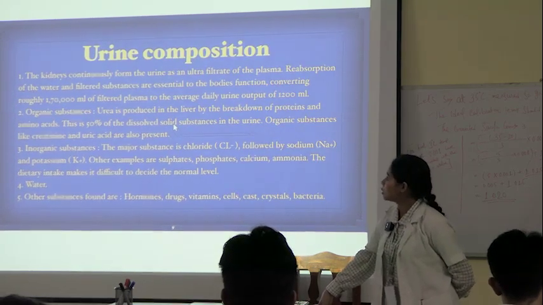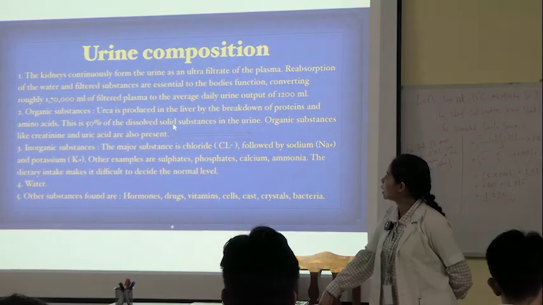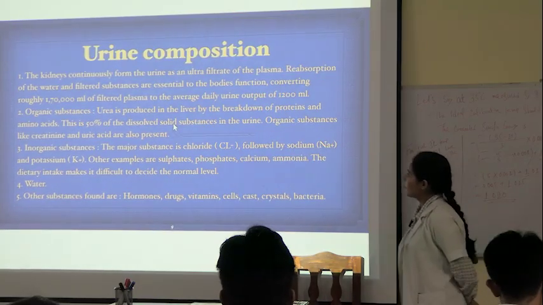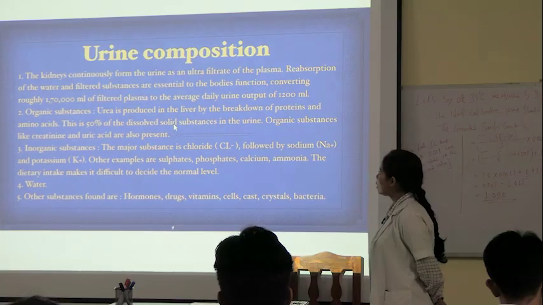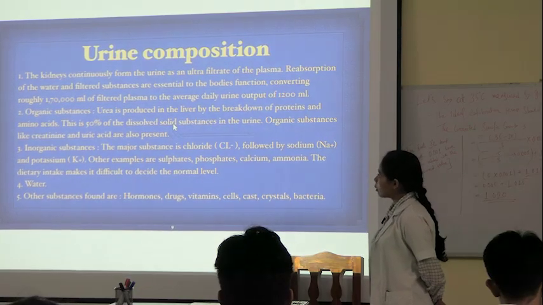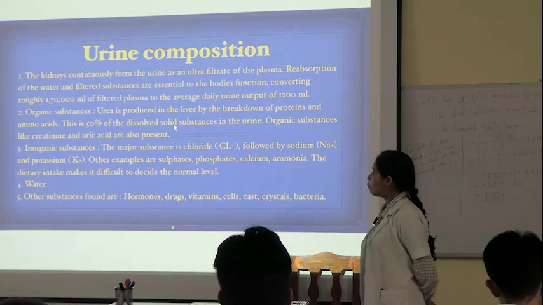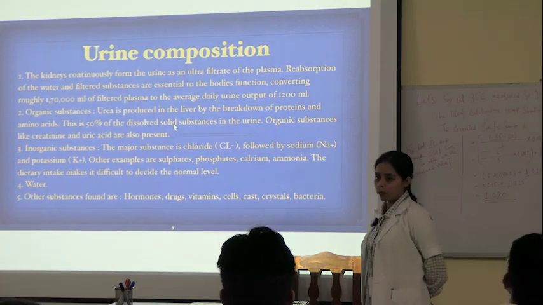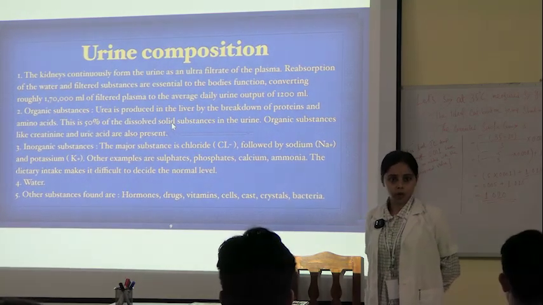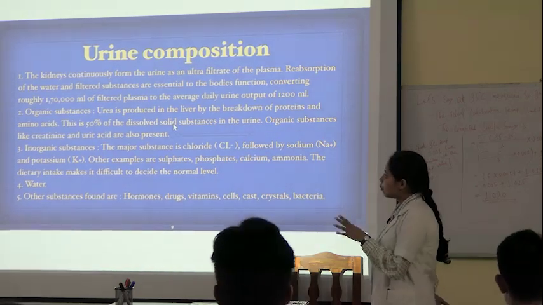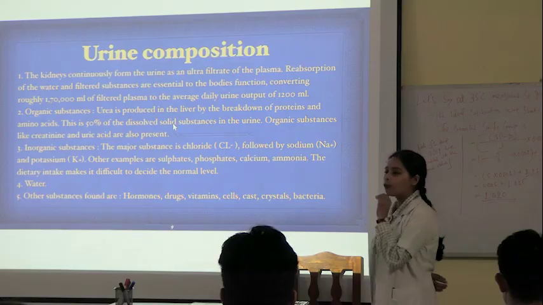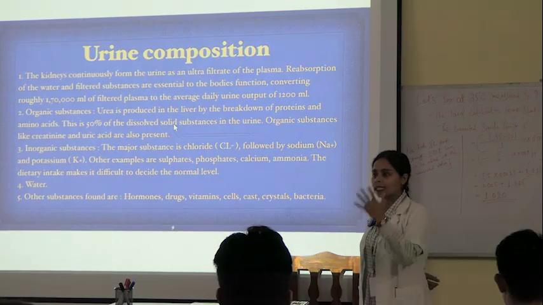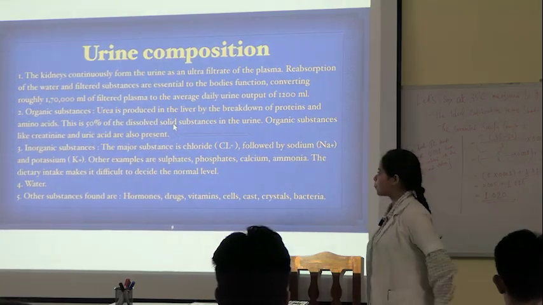Now, the urine composition. The kidney continuously forms the urine as an ultrafiltrate of the plasma. Reabsorption of the water and filtered substances are essential to the body's function, converting roughly 1,70,000 ml of filtered plasma to the average daily urine output of 1200 ml. So basically your kidneys are always functioning, and on an average per day they filter 1,70,000 ml of plasma, out of which 1200 will be excreted out and the rest is absorbed back into your body for the proper functioning.